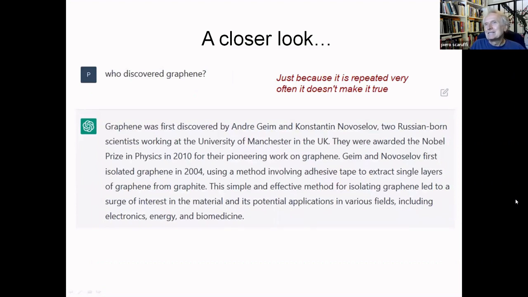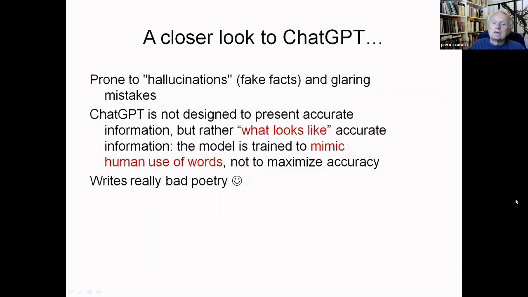And then the thing that is most annoying, who discovered graphene? And of course, graphene was discovered by these 2 Russian scientists. And it's not true. I mean, graphene was discovered way before, just that on the web, they keep repeating that they discovered it. Just because you repeat it many times, it doesn't make it true, but it doesn't know.